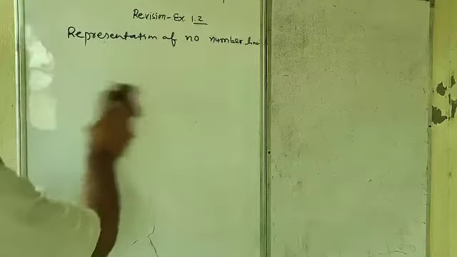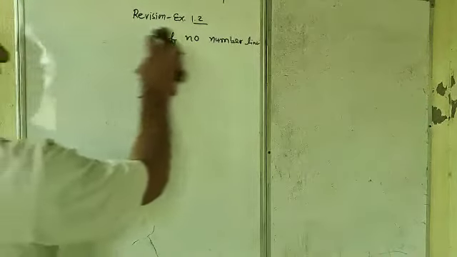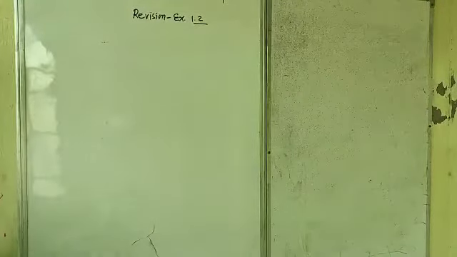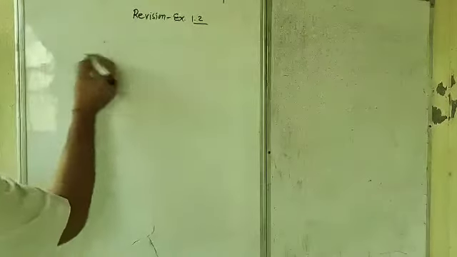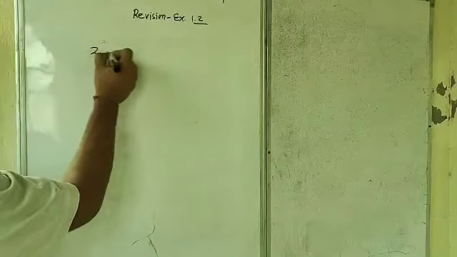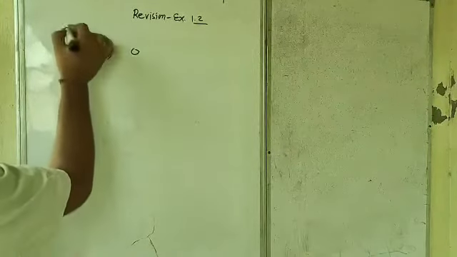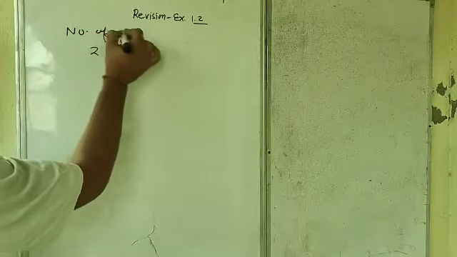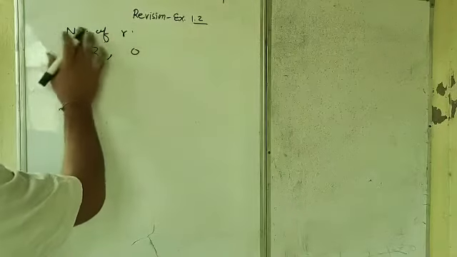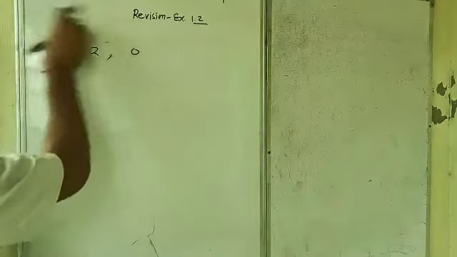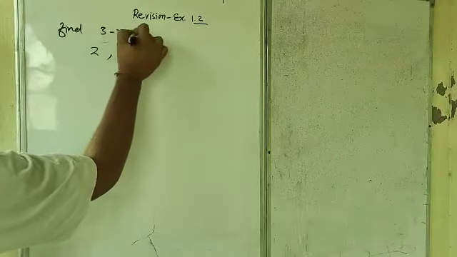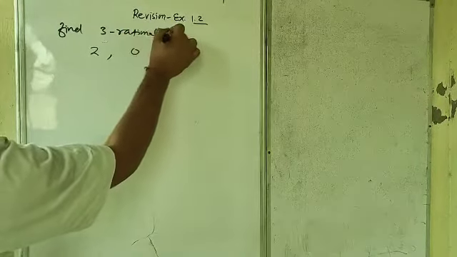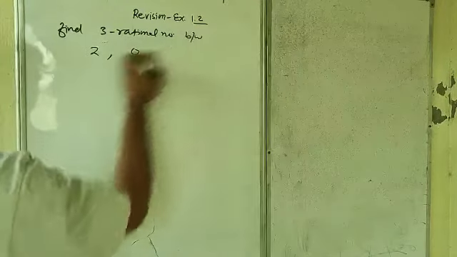Okay, now let us find the rational number between two given rational numbers. Next topic is to find rational numbers between two given rational numbers. Look at this, 2 and 0. You may be asked to find three rational numbers between 2 and 0.